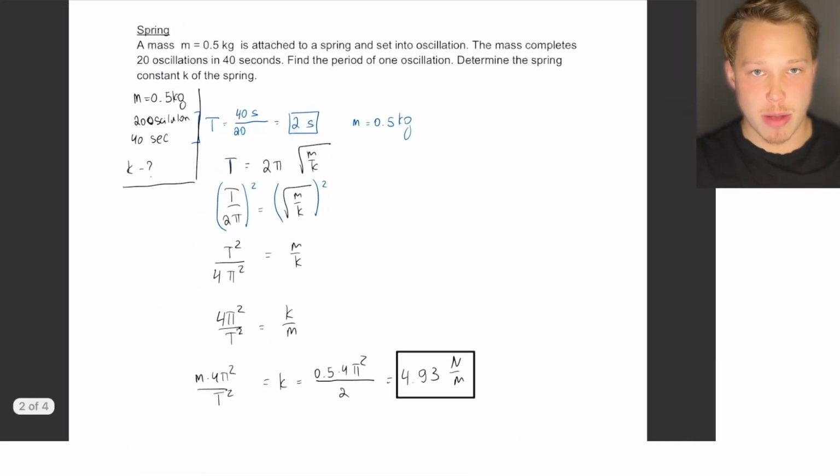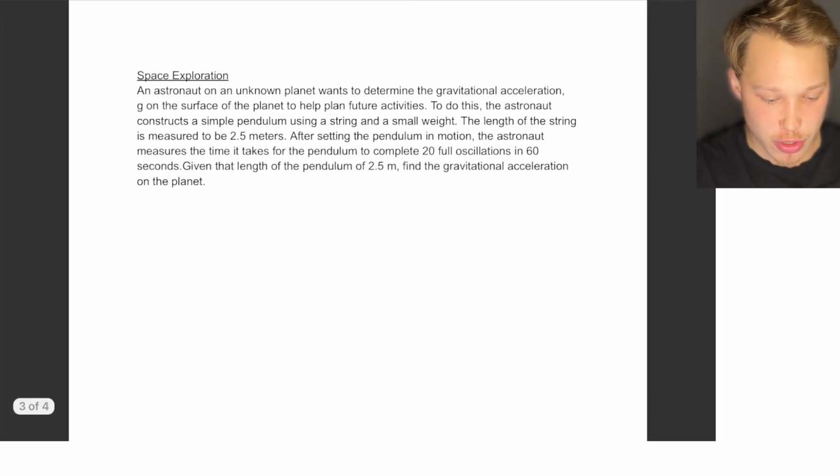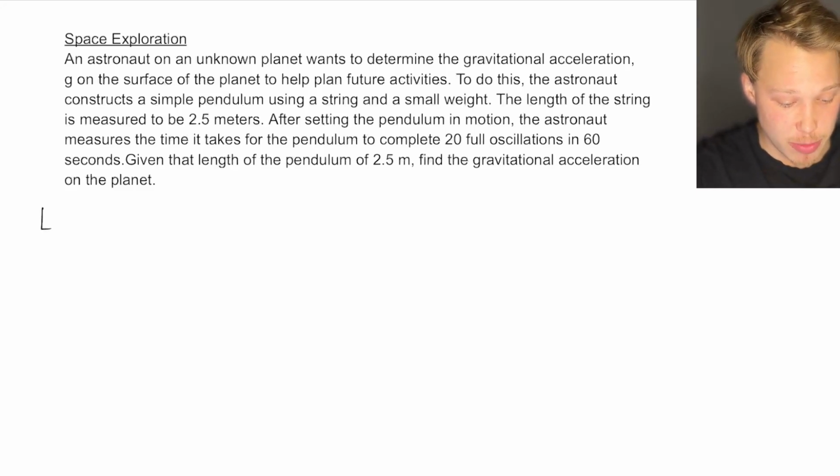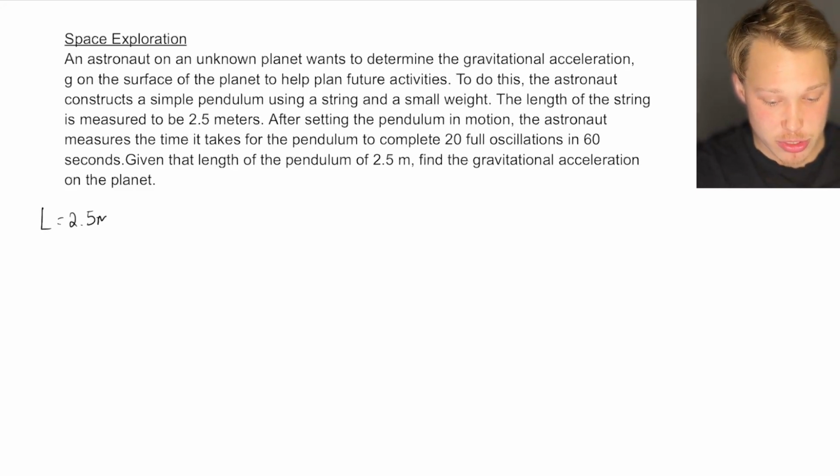Now in the next problem, we're just going to do one more problem for this unit. We're going to adventure on a space exploration. So an astronaut on an unknown planet wants to determine the gravitational acceleration g on the surface of this planet to help plan future activities. To do this, the astronaut conducts a simple pendulum experiment using a string and a small weight. The length of the string is measured to be 2.5 meters.